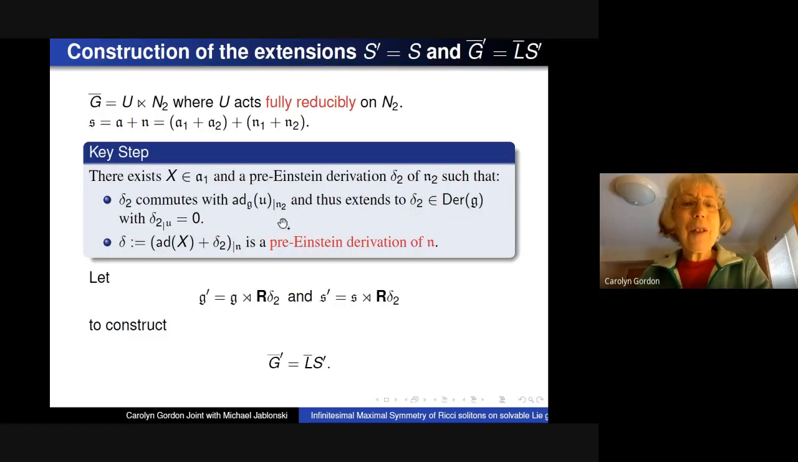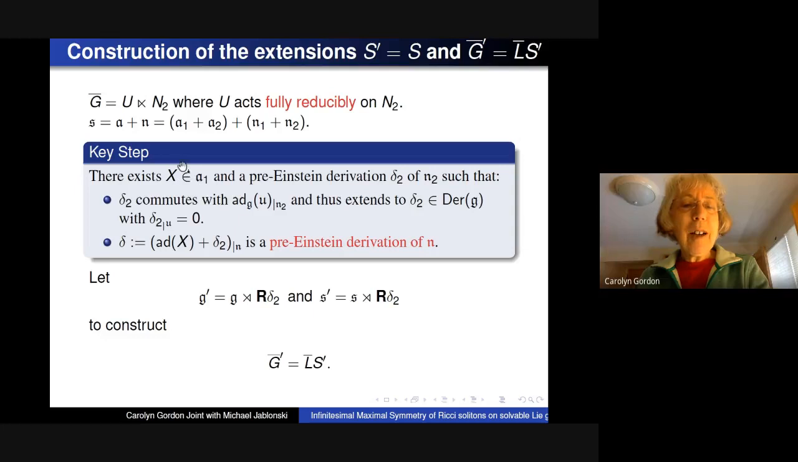Okay, so the key here is we have our new Lie group N2, which is part of the nilradical of S, sitting very nicely in there. S, the Lie algebra or solvable algebra, is A plus N, abelian plus nilpotent, and each part breaks up into the two pieces. And the key step is, to extend S, you need the pre-Einstein derivation. And the key step is showing that there's a really nice pre-Einstein derivation.